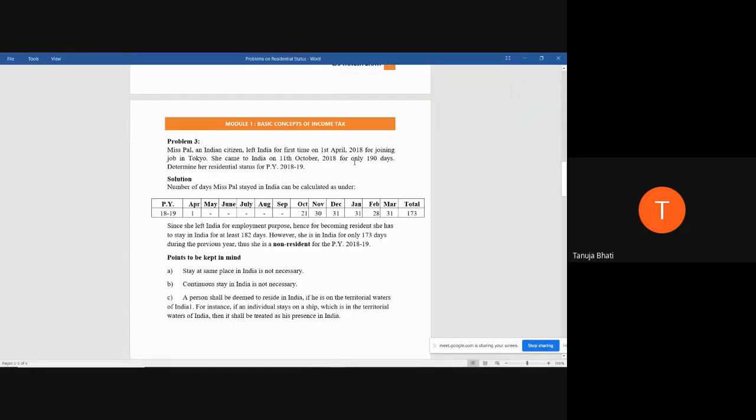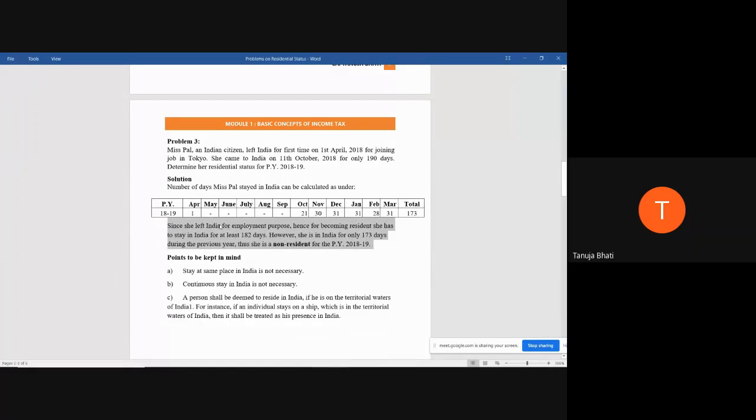Non-resident, because we should not check the basic conditions for a person who's leaving India for employment purpose. There is an exception, and that exception is nothing but we have to just check whether in the relevant previous year she is staying at least 182 days or no. If she's staying 182 days, then yes, she is a resident. Otherwise, she is a non-resident. So we'll just see the solution.